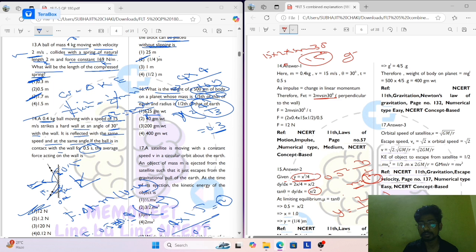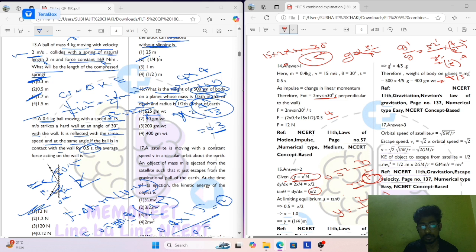So g dash by g will be equal to m dash by m into r by r dash square, right? Here m dash by m, m dash is 1 by 5, so this will be 1 by 5. r by r dash, r is twice, so it will be 2 square means 4. So therefore 4 by 5. So g dash will be equal to 4 by 5th of that of Earth. So it will be 4 by 5th gram weight. We have to calculate in gram weight. So 4 by 5 of 500, that means 400 gram weight will be our weight of the object. So therefore option number 4 will be the correct option here.